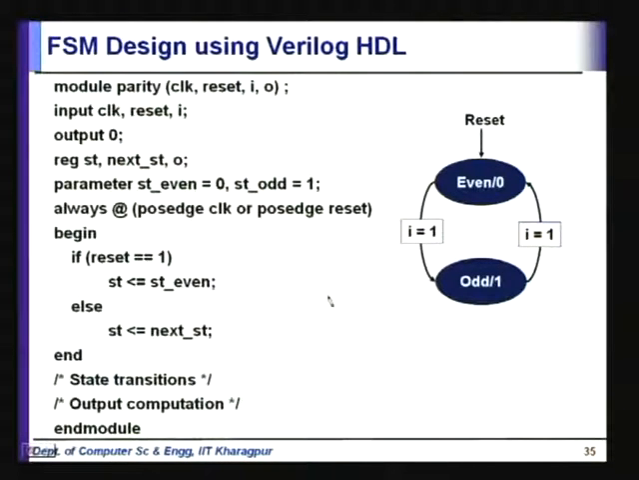Let us look at this example of designing a finite state machine using Verilog HDL. This is a machine which reads input and computes the parity, even or odd parity. The inputs to this are a clock, a reset, and the input I, which is the bit stream that is coming in, and the output is O. The output gives whether it is even parity or odd parity.